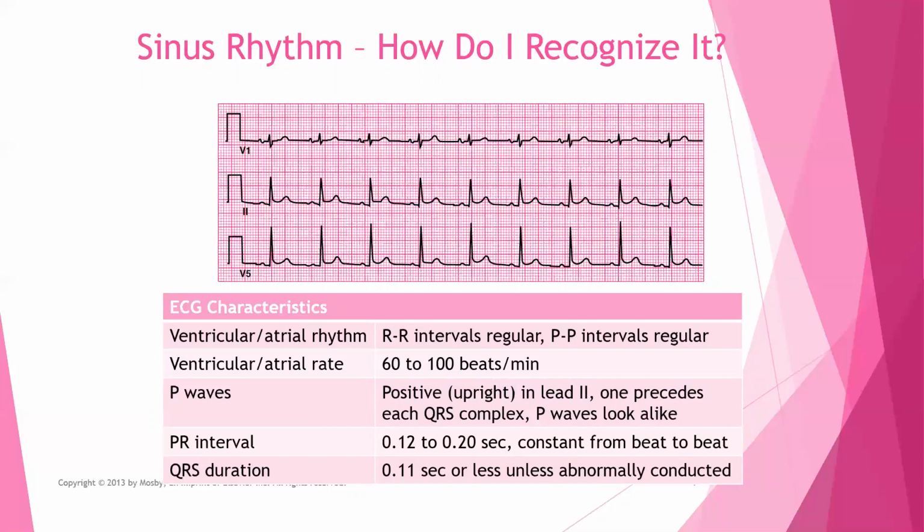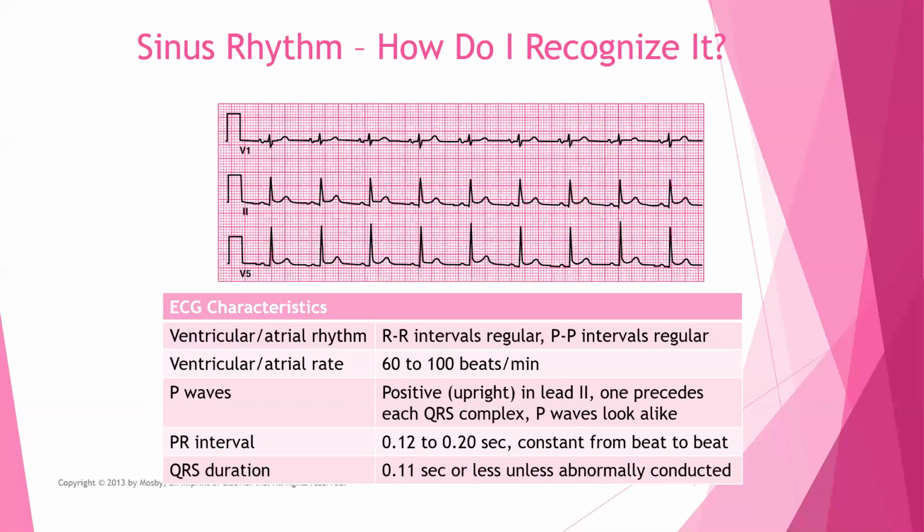And if you look at this little box at the bottom, a rhythm that begins in the SA node has the characteristics listed here. So it has a positive or upright P, so the deflection is upright from the isoelectric line. And it has that positive upright P prior to every QRS complex. So we see a P prior to every QRS. And the P waves all look alike. P to P to P to P, they all look alike.